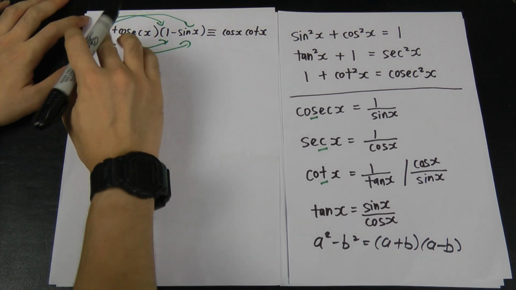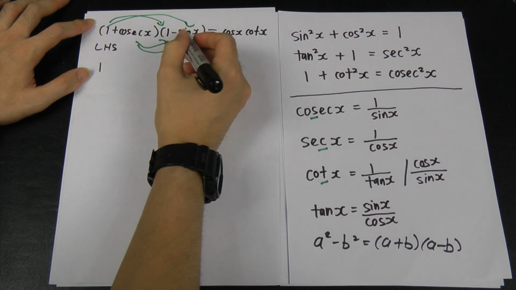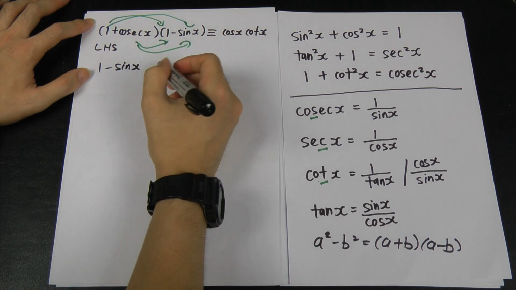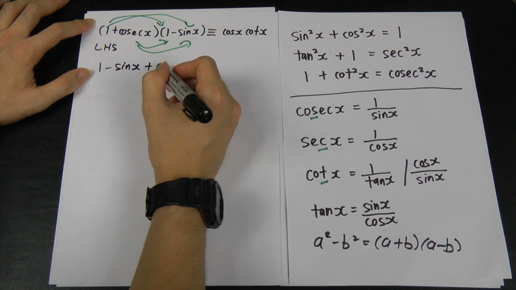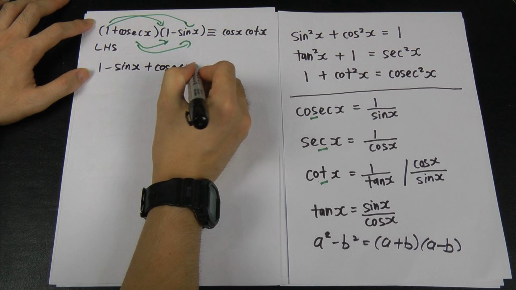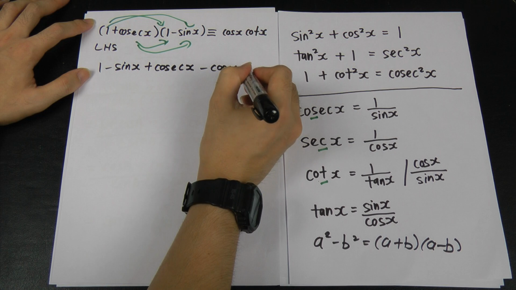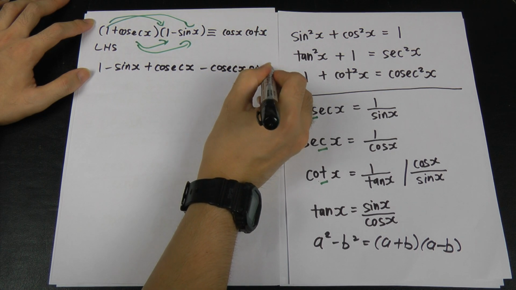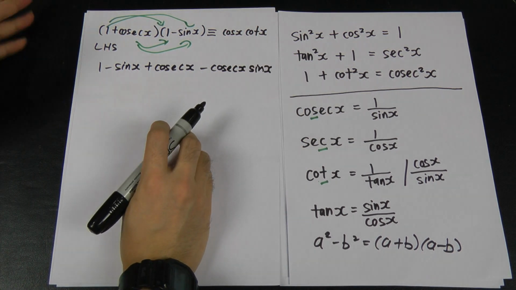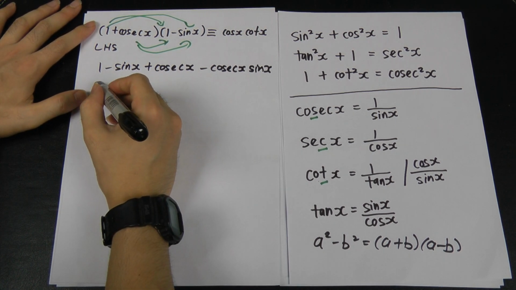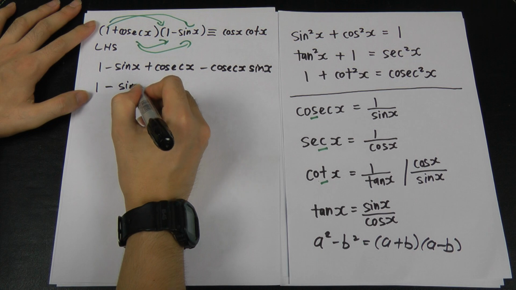Then 1 multiply 1, 1 multiply negative sine x is negative sine x. Cosec x multiply 1 is plus cosecant x. Cosec x multiply negative is negative cosec x sine x. Alright, so I just expand them. Nothing much I do here. So this is 1 minus sine x.